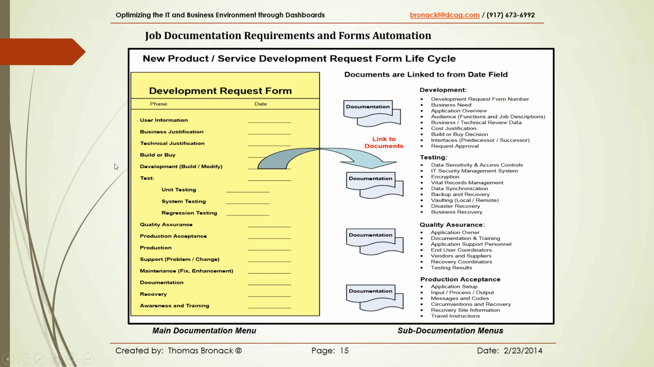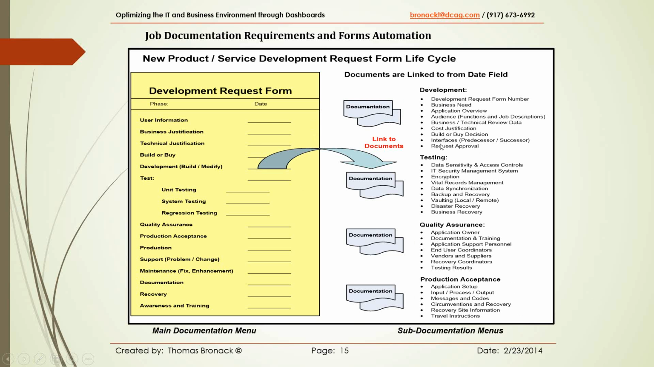How about production, systems development lifecycle? Well, there are forms used for the systems development lifecycle, as you can see, and it's for development, testing, quality assurance, production acceptance, and then finally it's in production. So all of these forms can have either one or many forms associated with them.